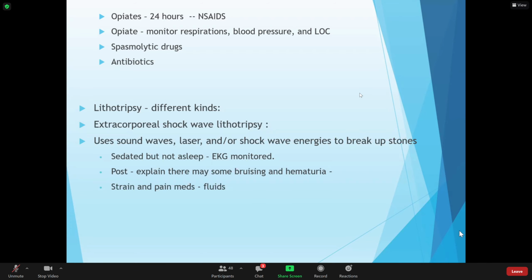Monitor the respirations. If your patient with kidney pain and a kidney stone already has a respiratory rate of 10, are we going to give them opioids? No, we're not, because we're only going to make their breathing worse.